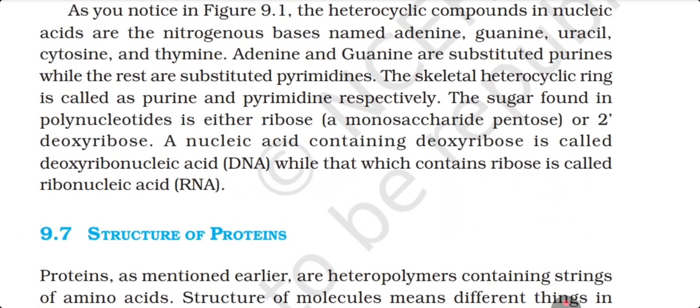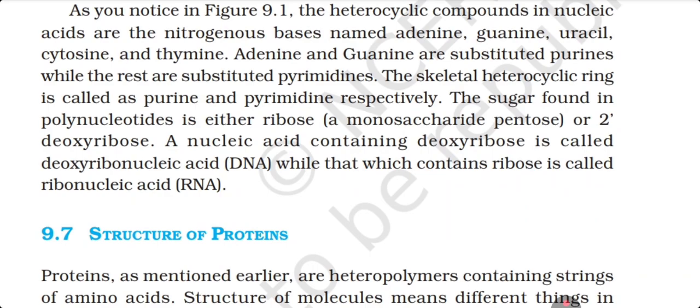As you notice in figure 9.1, the heterocyclic compounds in a nucleic acid are the nitrogenous bases named adenine, guanine, uracil, cytosine and thymine. Adenine and guanine are substituted purines while the rest are substituted pyrimidines. The skeletal heterocyclic rings are called purine and pyrimidine respectively. The sugar found in the polynucleotides is either ribose, a monosaccharide pentose, or 2-deoxyribose. A nucleic acid containing deoxyribose is called deoxyribonucleic acid, that means DNA, while that which contains ribose is called ribonucleic acid, RNA.